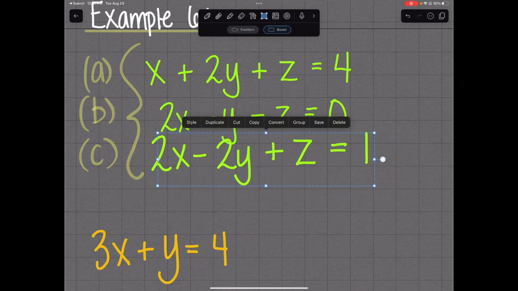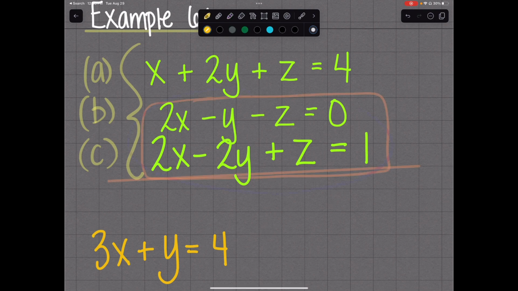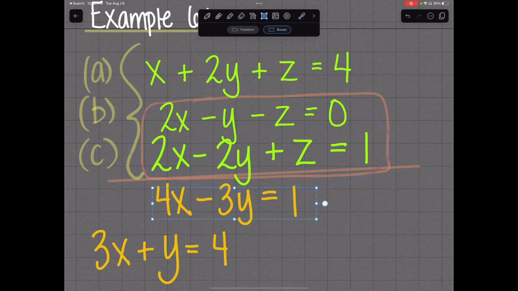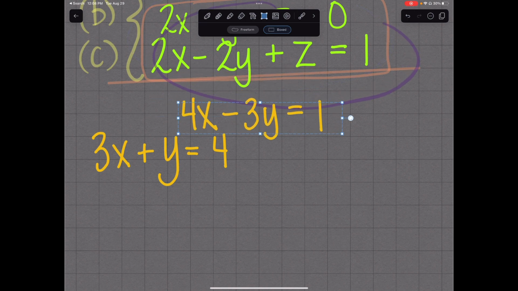And we're going to do the same thing, except now the equation that we're ignoring is this equation. The equation we're going to ignore is this one, and we're going to add these other 2. So if we add these two, 2x plus 2x is going to be 4x. Negative 2y minus y is going to be minus 3y. The z's cancel out, and that's going to equal 1.